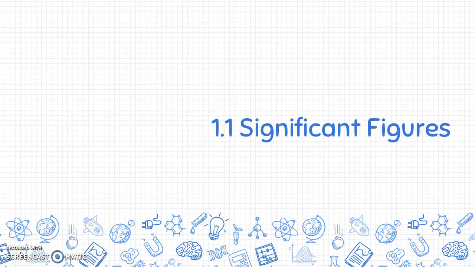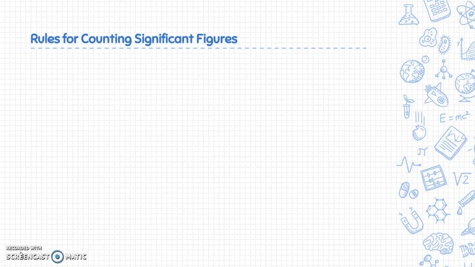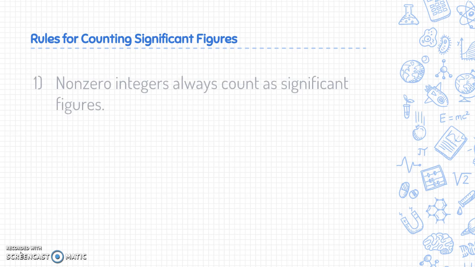In this first video, I just want to take an opportunity to go through the rules for significant figures and how to use them in calculations with data. First of all, the rules for counting significant figures. Number one, the easiest to remember is that non-zero integers always count as significant. If it is a number and it is not zero, it doesn't matter where it is, it counts.